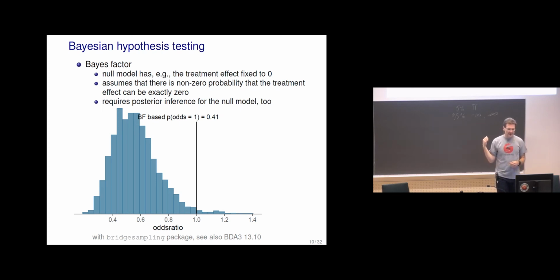These Bayes factor-based approaches can be prior sensitive. Now I just use default priors, so you might get different results using different priors. And that's also, I think, one downside of these computations.